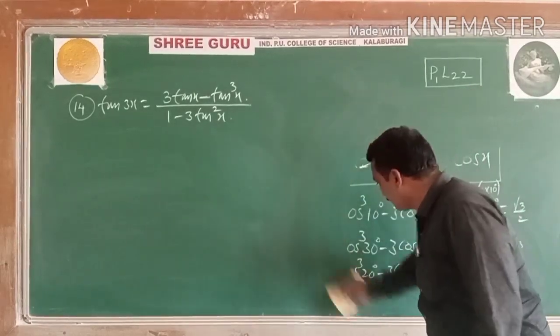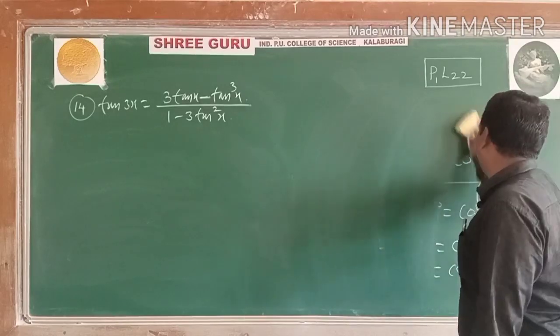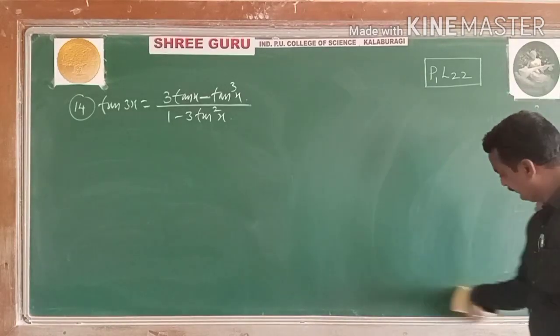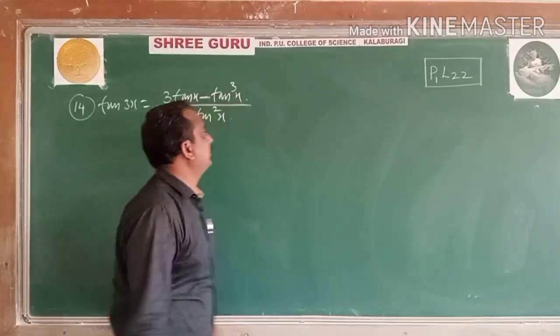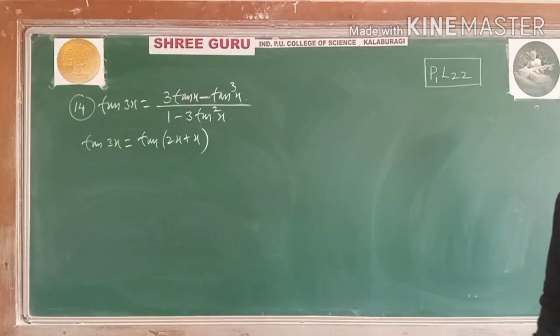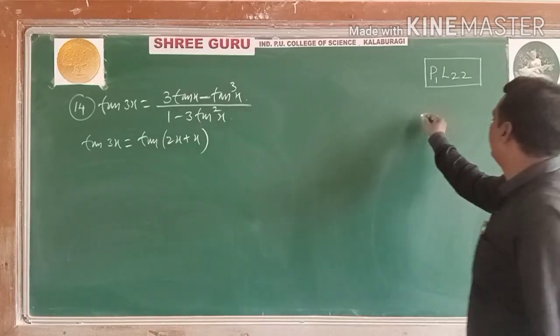Let us see, students. This tan of 3x, we will go for the tan of 3x: 3 tan x minus tan cube x divided by 1 minus 3 tan square of x. Now tan 3x, same type, you may express as 2x plus x or x plus 2x.